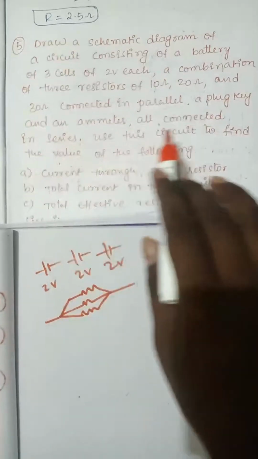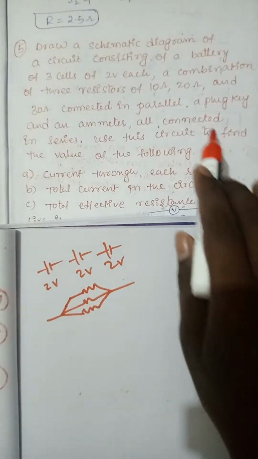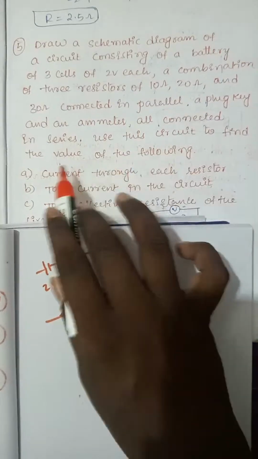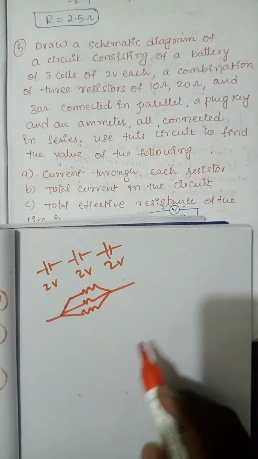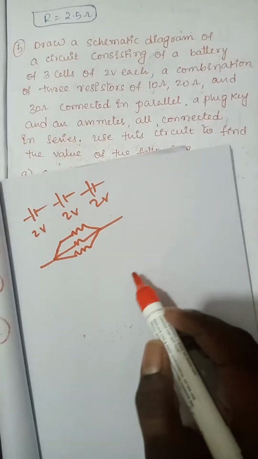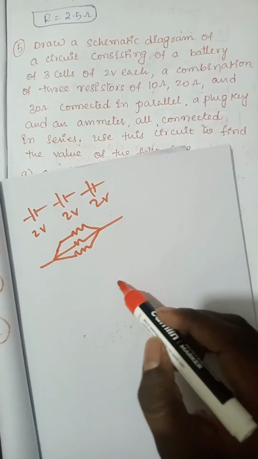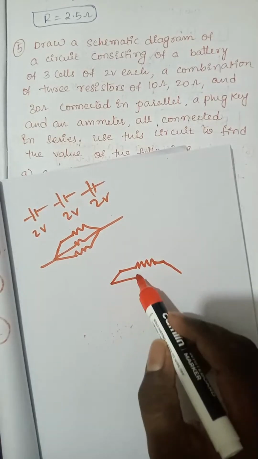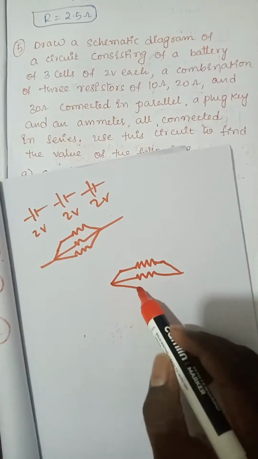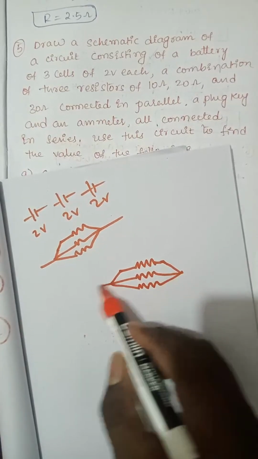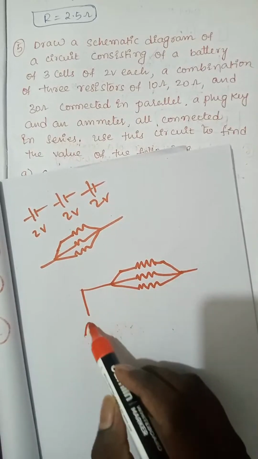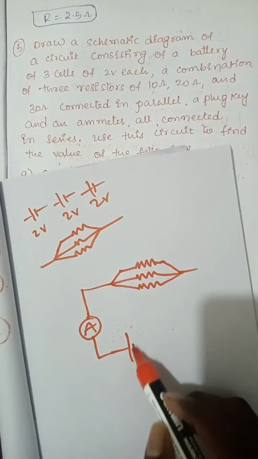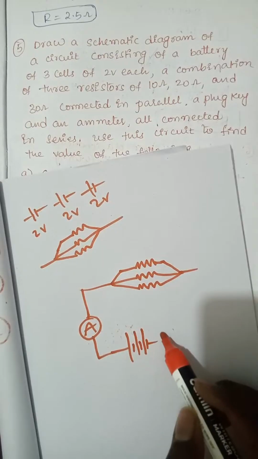A plug key and ammeter all connected in series. Use this circuit to find the value. So now you can draw the circuit diagram. How to draw the circuit diagram? You can take three resistors, three resistors I'm taking. 1, 2, 3. So I'm taking the ammeter. Next, the battery. Switch.